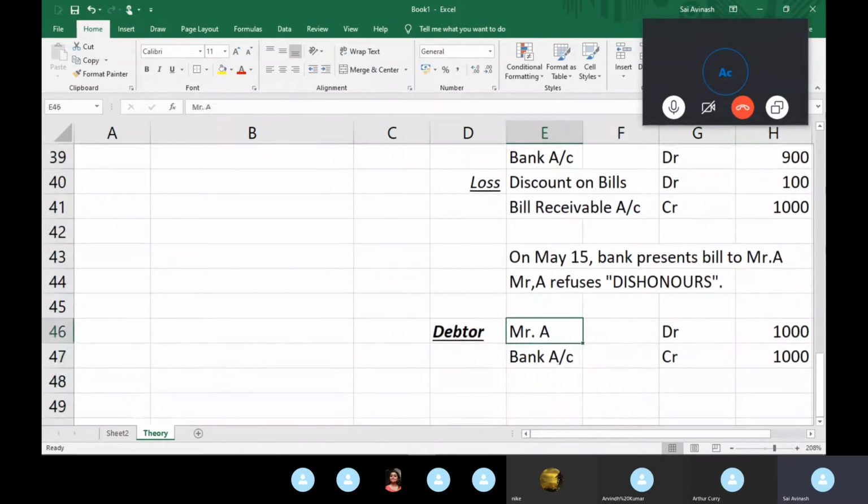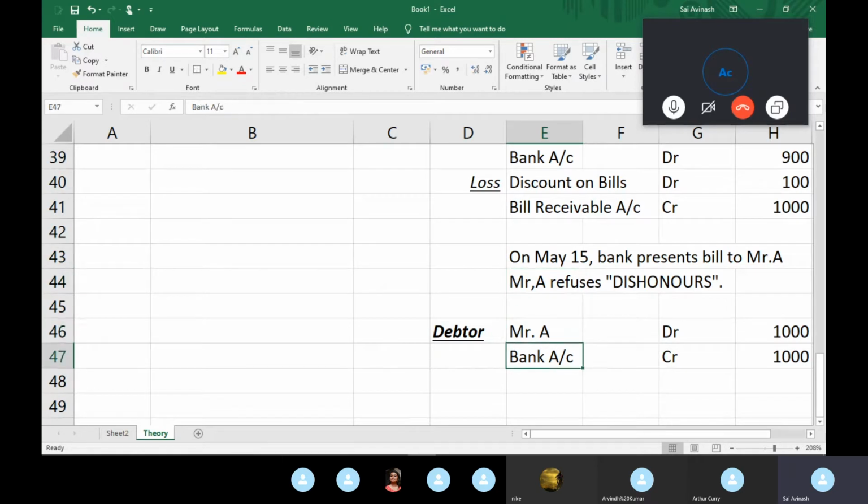On 15th May, the due date, Mr. A will be presented the bill by the bank. So the bank will go and give the bill to Mr. A, and Mr. A should ideally pay. But Mr. A, in this case, let's say he dishonors it. He says, I will not pay the money to you. So what happened? The bank was initially promised by Mr. B that it will receive the money from Mr. A.